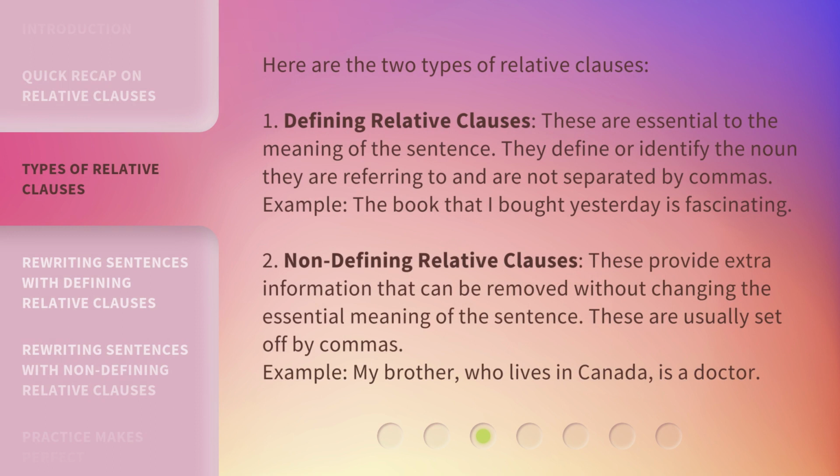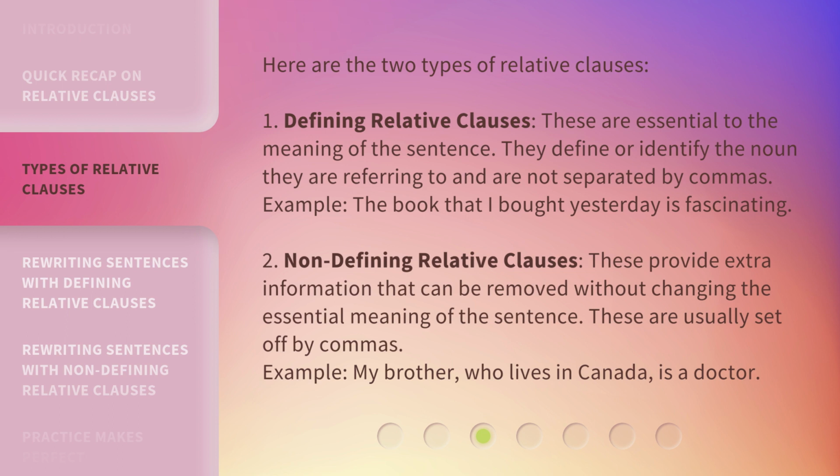Here are the two types of relative clauses. 1. Defining relative clauses. These are essential to the meaning of the sentence. They define or identify the noun they are referring to and are not separated by commas. Example: the book that I bought yesterday is fascinating.